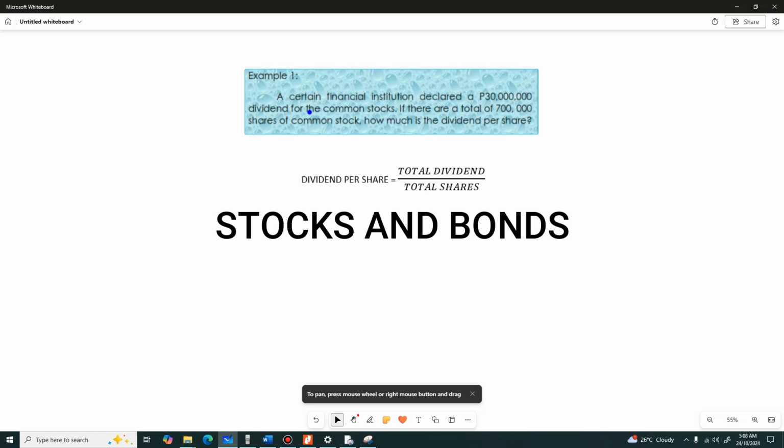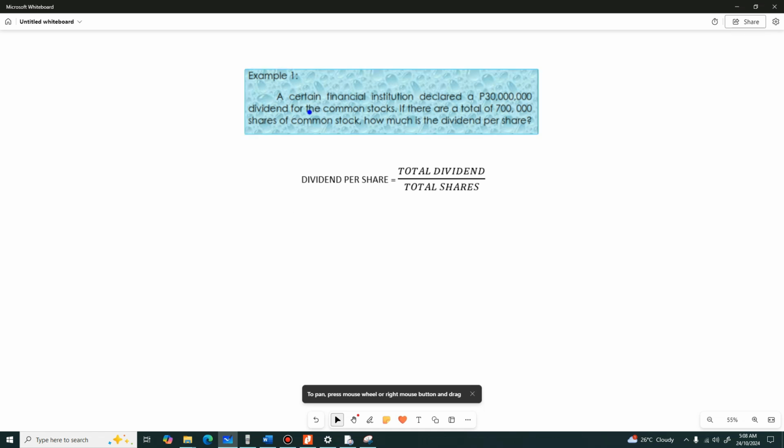Example number one. A certain financial institution declared a 30 million dividend for the common stock. If there are a total of 700,000 shares of common stock, how much is the dividend per share? Our formula to use here is dividend per share is equal to total dividend divided by total shares.